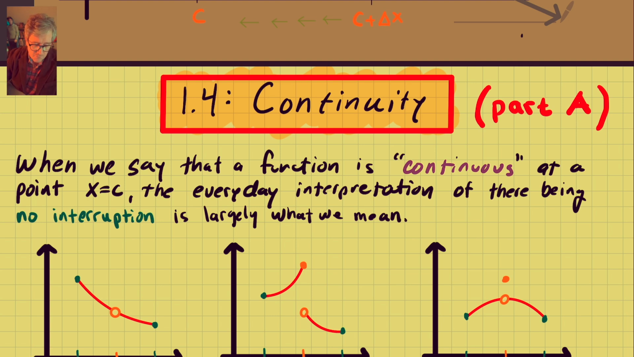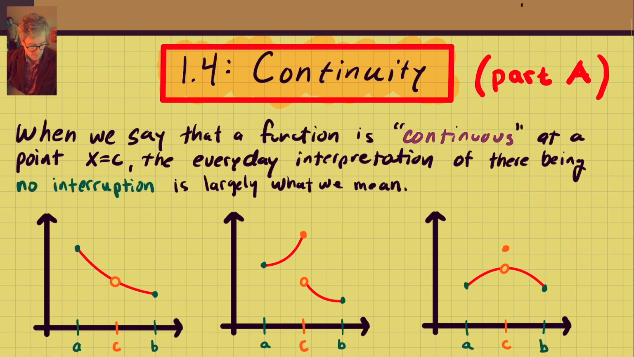So when we say that a function is continuous at a point x equals c, the everyday interpretation of that is that the function has no interruption, is smooth. Uninterrupted is the main metaphor you should keep in mind. There are no interruptions, no breaks, no discontinuity. And that intuition of the word continuity carries through into the mathematics.